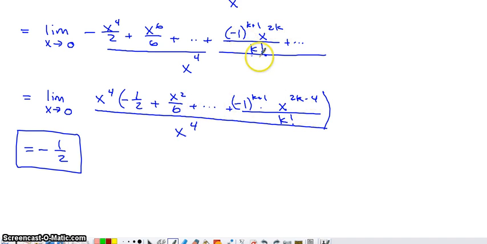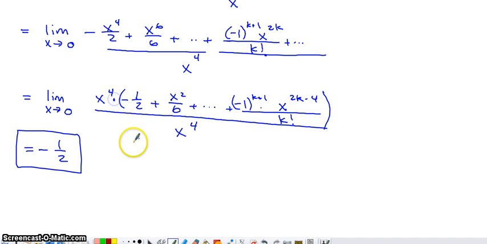When you factor x to the 4th out of this piece, it doesn't really affect anything here, as we'll talk about in a minute. But when you factor x to the 4th out of this, you're technically dividing by x to the 4th. So when you divide x to the 2k by x to the 4th, you're dividing like bases, and when you divide like bases, you subtract your exponents. You're going to have the exponent from the numerator minus the exponent from the denominator.